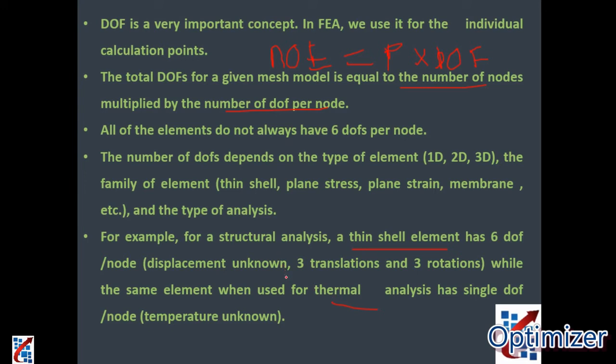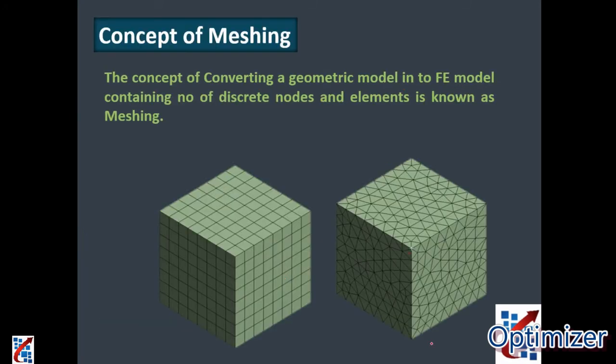Now let us discuss the concept of meshing. For example, suppose you have taken one rectangular plate like this, and you have applied a force here and fixed this end. Now if you want to apply FEA or CAE on this plate, how many points are contained by this plate? The number of points is infinity.